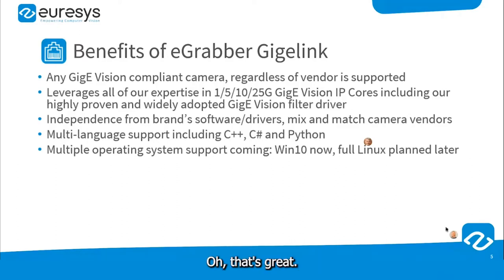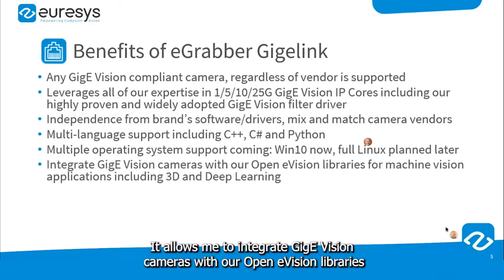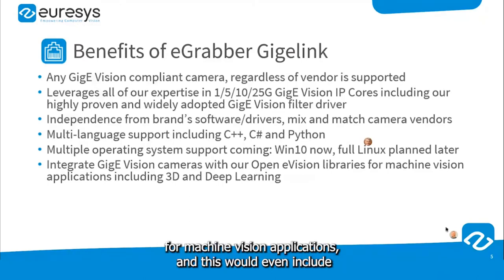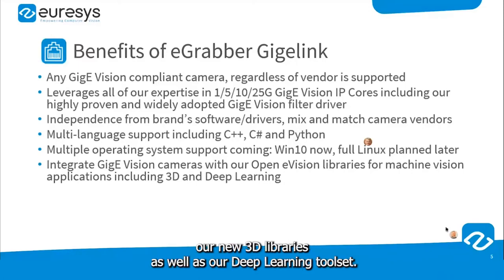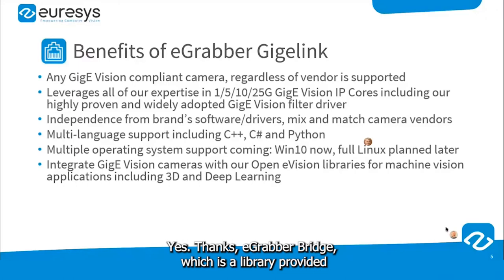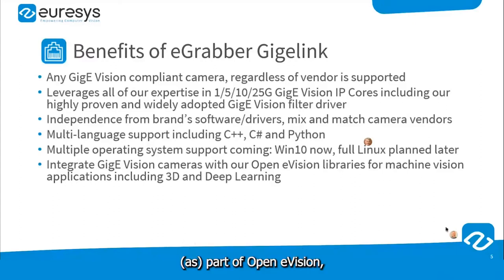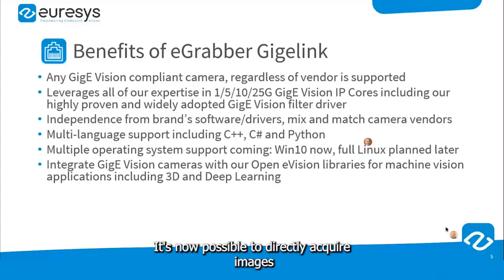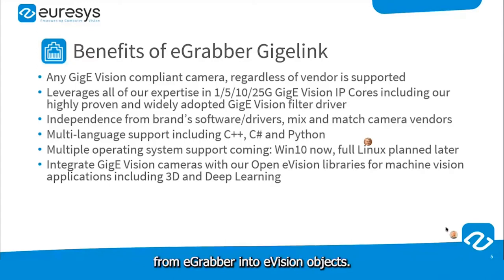Oh, that's great. It allows me to integrate GigE Vision cameras with our Open eVision libraries for machine vision applications. And this would even include our new 3D libraries as well as our deep learning tool set. Yes, thanks to eGrabber Bridge, which is a library provided as part of Open eVision, it's now possible to directly acquire images from eGrabber into eVision objects.